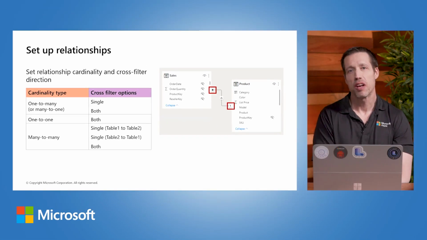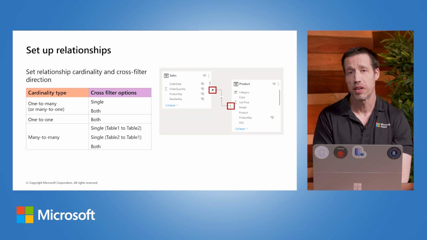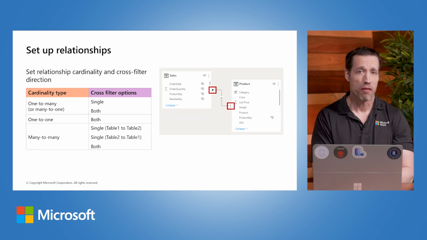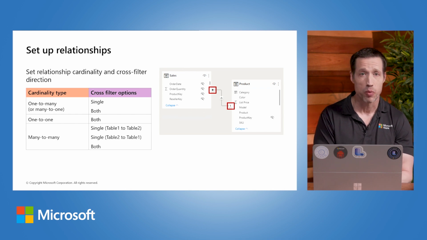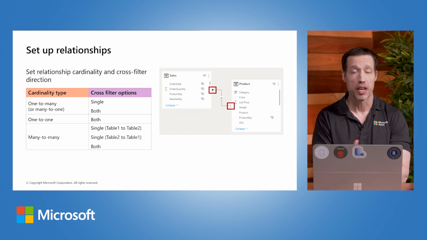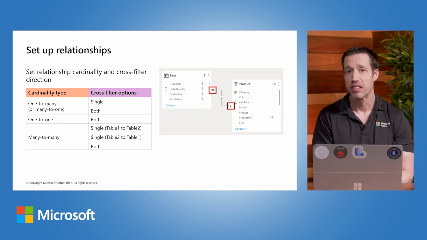In most cases, a model relationship relates one column in a table to one column in a different table. Each model relationship is defined by a cardinality type. There are four cardinality type options representing the data characteristics of the from and to related columns. The one side means the column contains unique values. The many side means the column can contain duplicate values.